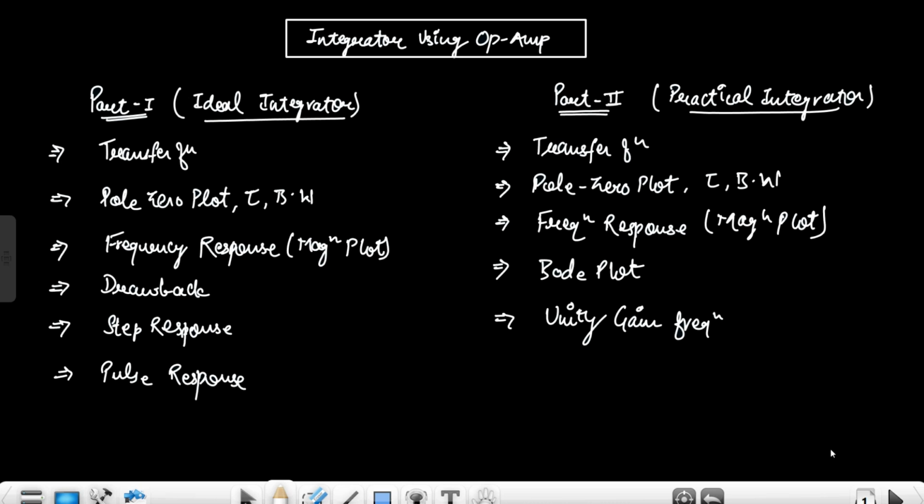So hello everyone. In this video I'm discussing the integrator circuit using op-amp, and I'll cover this topic in two parts. In the first part, the ideal integrator, and in the second part, the practical integrator. And these are the points that I'll discuss in this topic. So let's start with the ideal integrator.